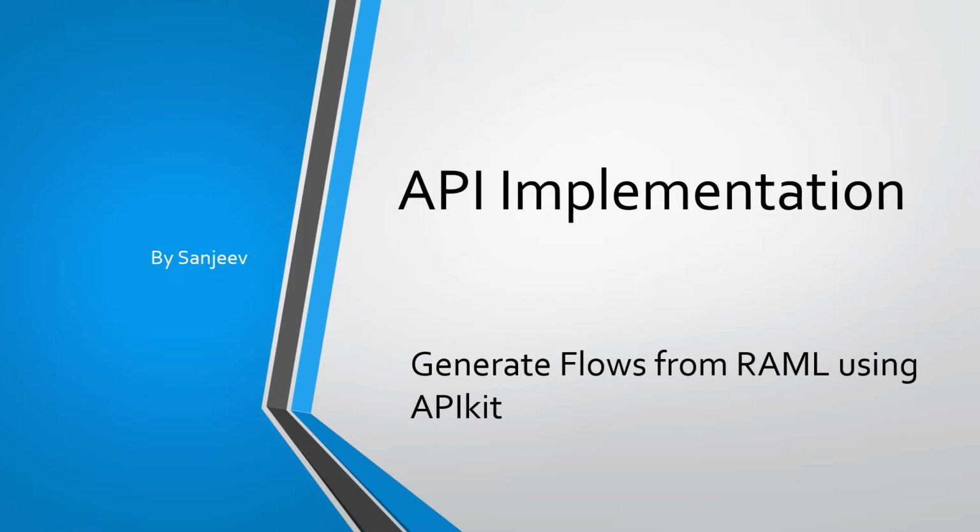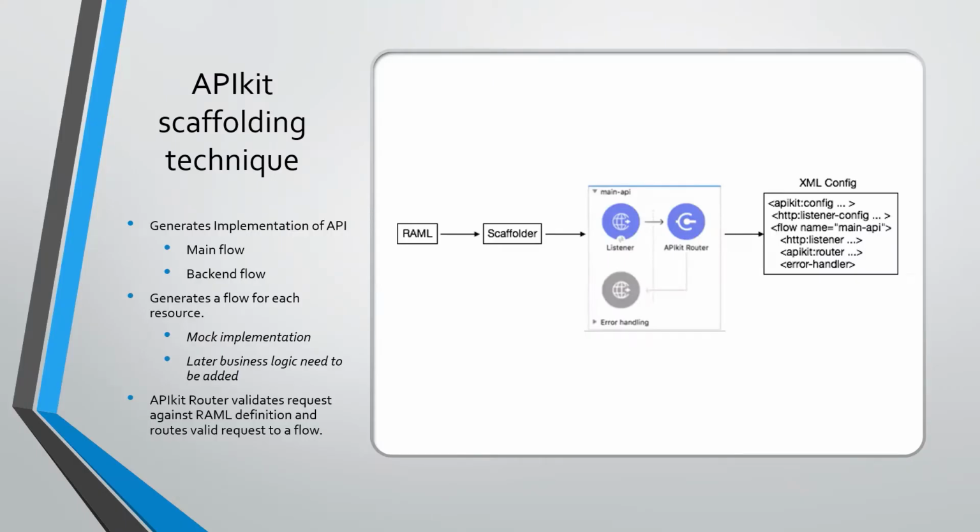In this video, I'm going to demo how to implement an API and generate flows from RAML using APIkit. To implement the API from RAML, we scaffold the flows from the RAML specification. Scaffolding generates a main flow and backend flows. It generates one main flow and one flow corresponding to each resource in the RAML.